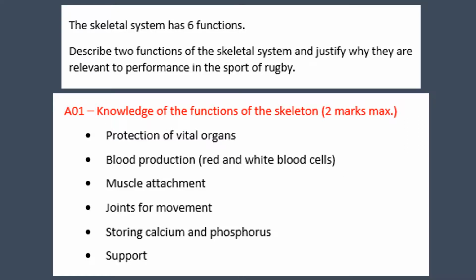So for AO1, we need to make 2 points only for a maximum of 2 marks. And we just need to mention and show our knowledge of any 2 of the 6 functions of the skeletal system. So any of these are absolutely fine. But if we think we're going to be relating them to rugby, the best examples could potentially be the protection of vital organs and perhaps blood production, red and white blood cell production, and perhaps joints for movement as well.